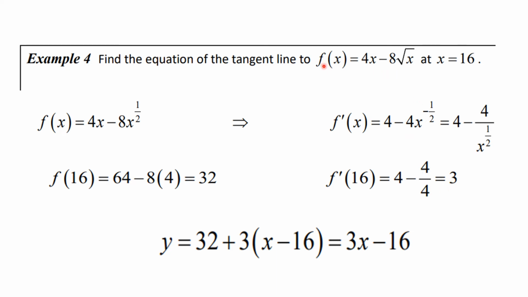To find the y coordinate, y is equal to f of x, I have to plug in x is 16. To find out what y is, I get 32. So I use my point-slope form or some other form, but in slope-intercept form, this would be y is equal to 3x minus 16.